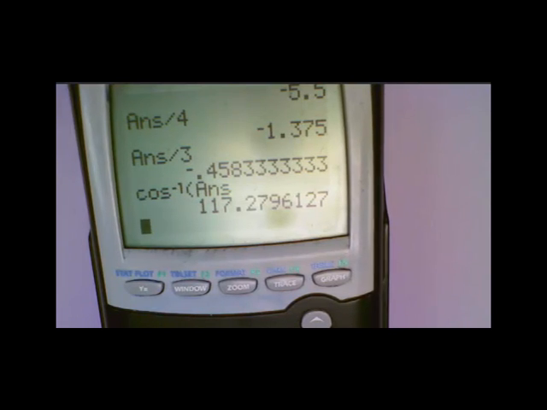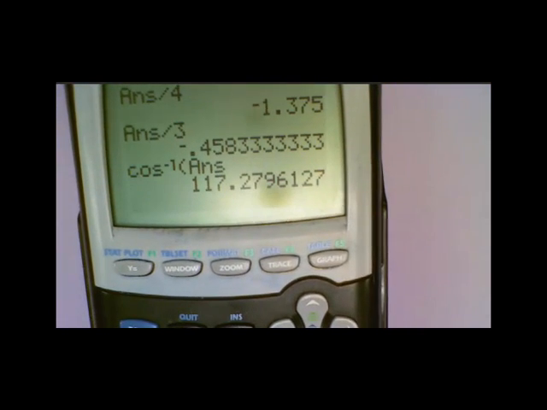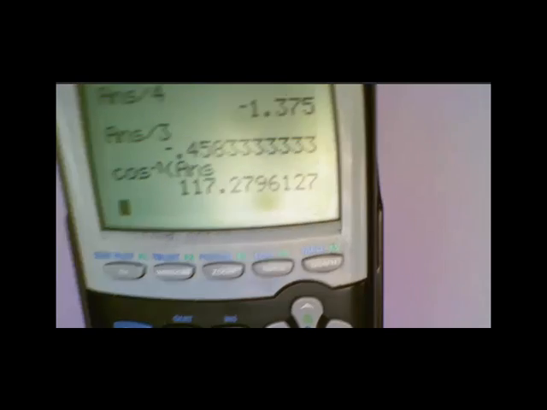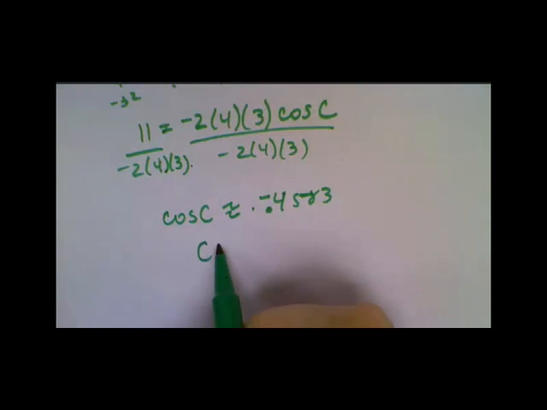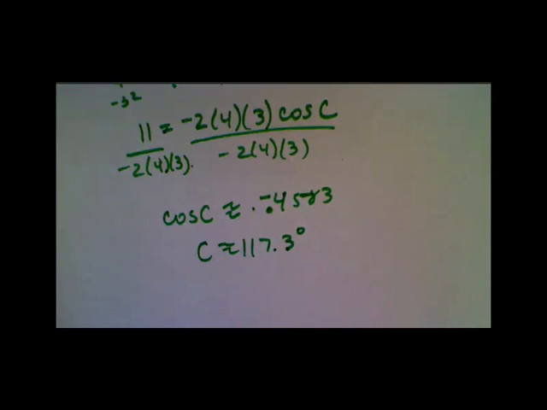I wouldn't have gotten that if I had used law of cosines to find angle B and then used law of sines. I may not have found that answer. So because law of cosines does find the obtuse angle, always, if you're given three sides, solve for the obtuse angle. Angle C is 117.3 if we go to the nearest tenth.